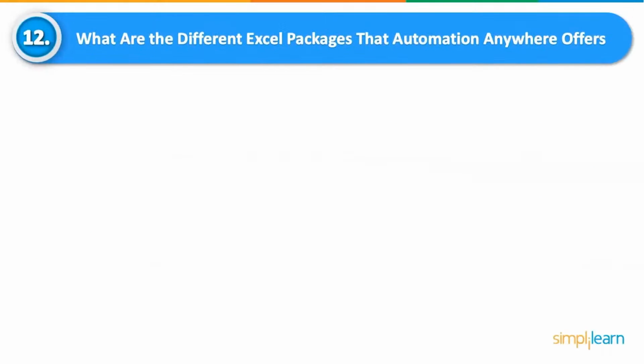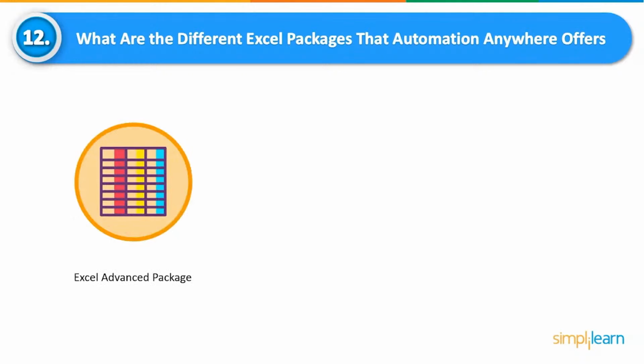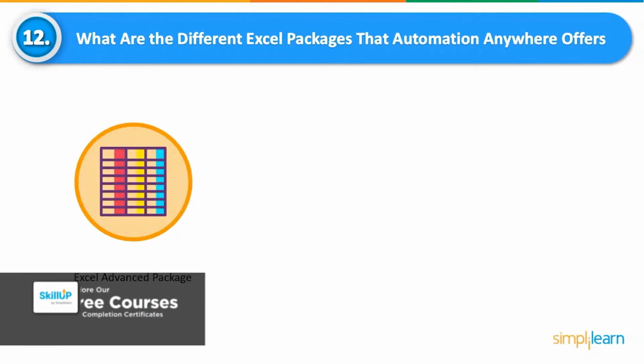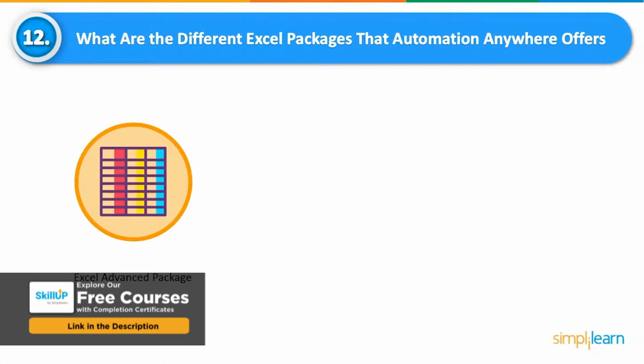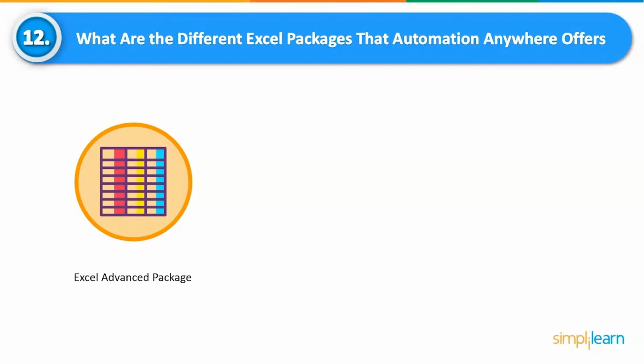What are the different Excel packages that Automation Anywhere offers? Automation Anywhere offers 3 different Excel packages. Excel Advanced package: it's utilized to automate actions involving the workbook, worksheet, rows, columns, and cells. The system must have Microsoft Office installed. The versions of Microsoft Office that are supported range from 2016 to Microsoft Office 2019.